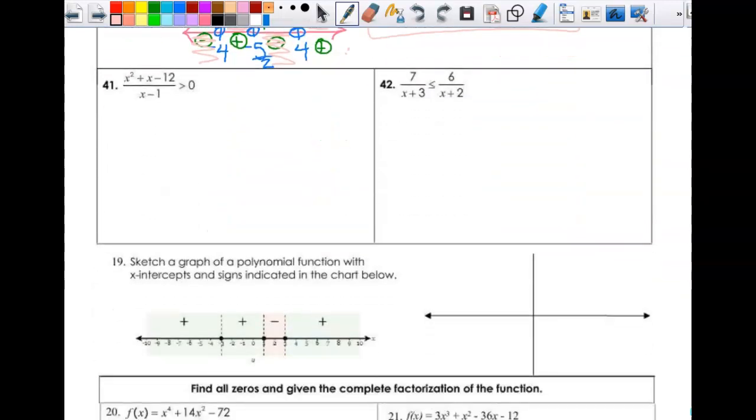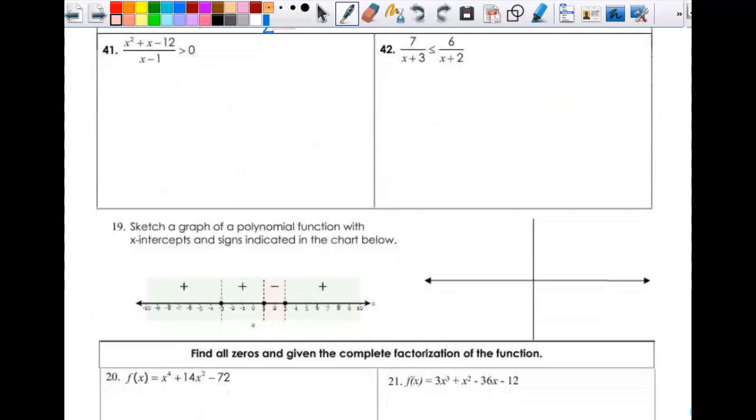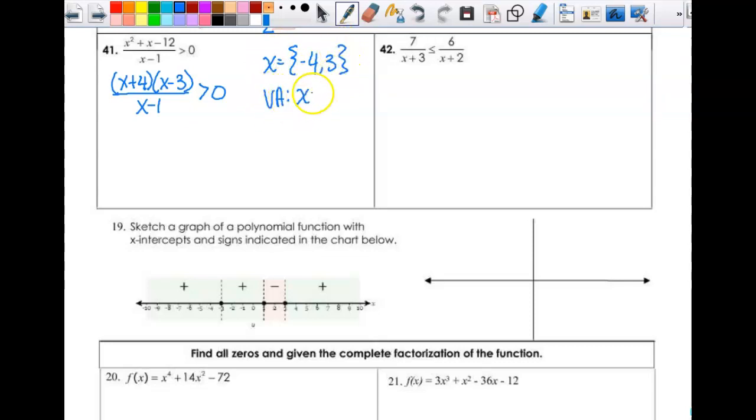All right, so let's do a couple of rationals. So it's already set equal to 0. I just need to factor. So my numerator would give me x plus 4 times x minus 3 over x minus 1 greater than 0. So my zeros are negative 4 and 3. My vertical asymptote is at x equals 1. So all of that goes on my number line.